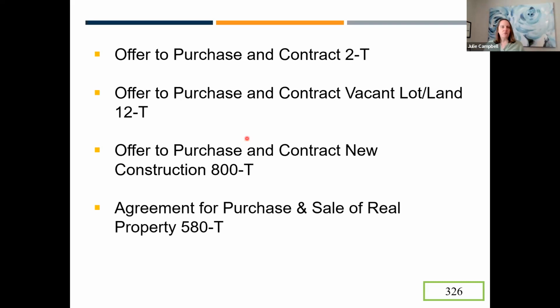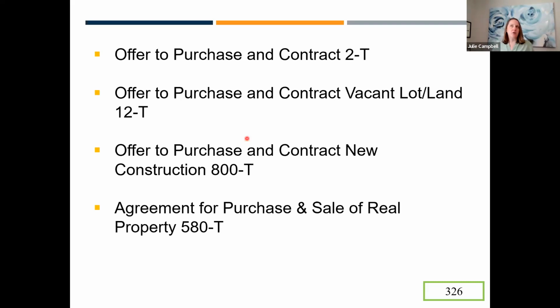By the way, our forms from NCAR are all numbered. We don't need to know the numbers, but sometimes knowing them helps us find the forms, because NCAR provides a ton of forms. Any form in the 500 series is a commercial form, so if you're not doing commercial, stay away from the 500 series. The 400 series is property management. So it can point us in the right direction. Also, the agreement for purchase and sale of real property, 580T, does not come with the guidelines for completing.